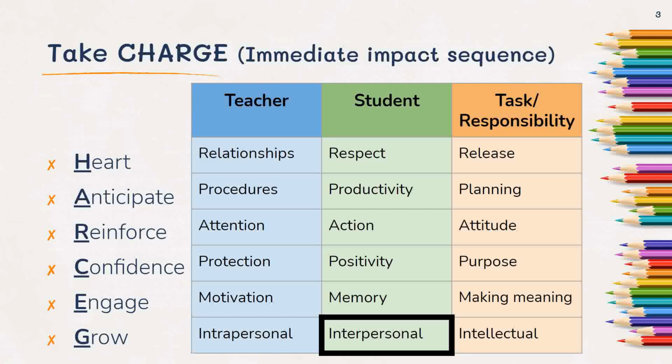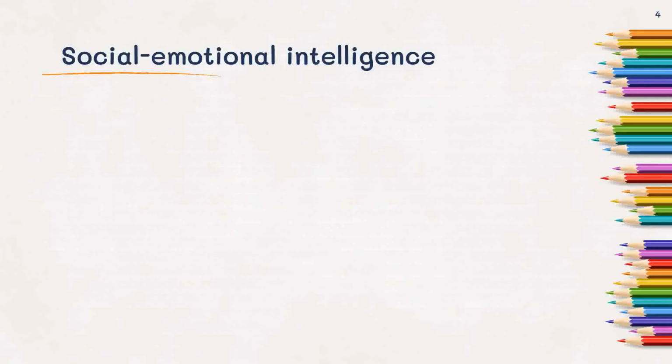So in these interpersonal skills, we are going to be looking at social emotional literacy and empathy. And this is specifically looking at student actions and what students are doing to exemplify these skills. So where do we start?